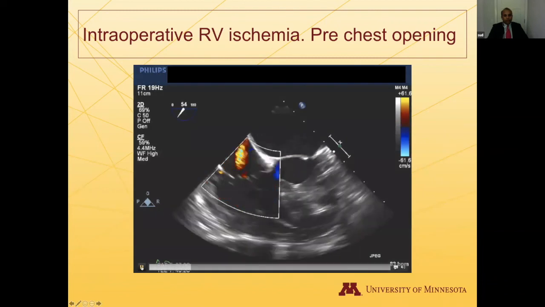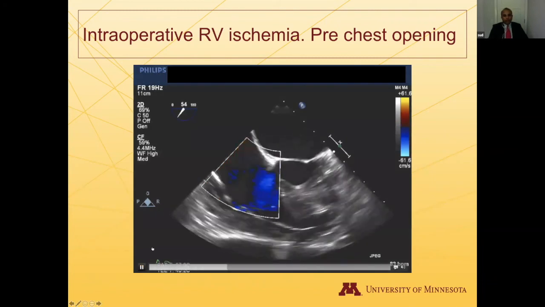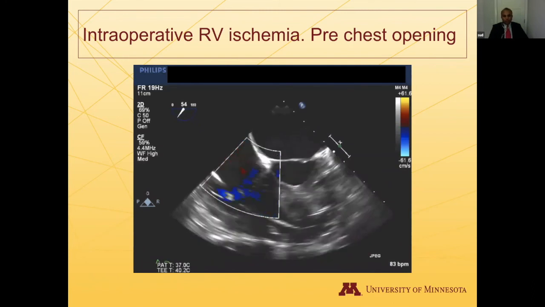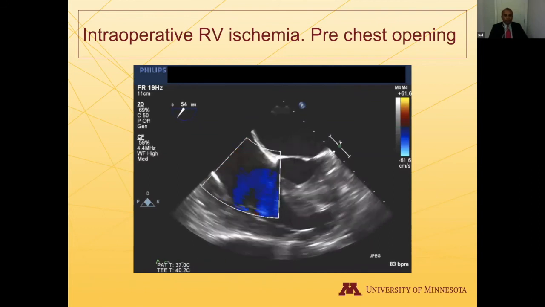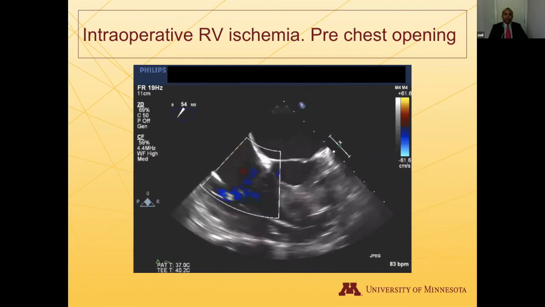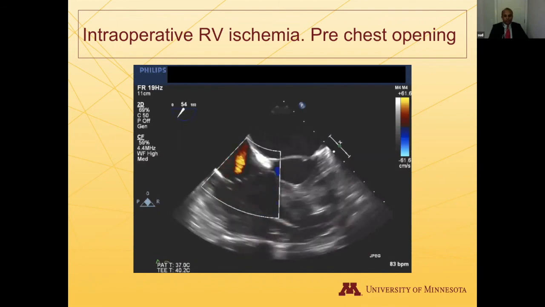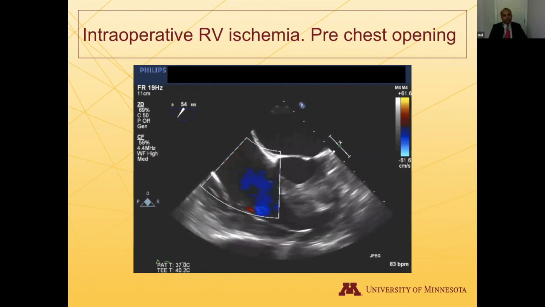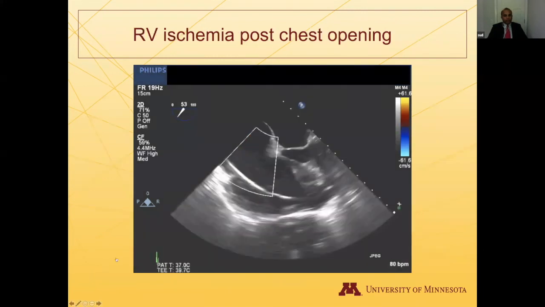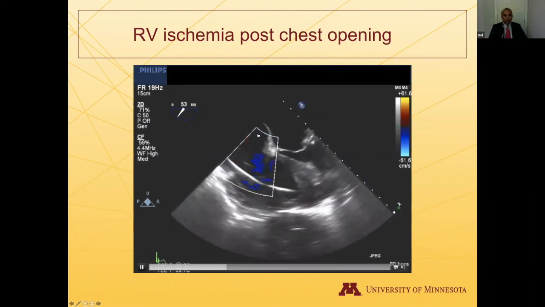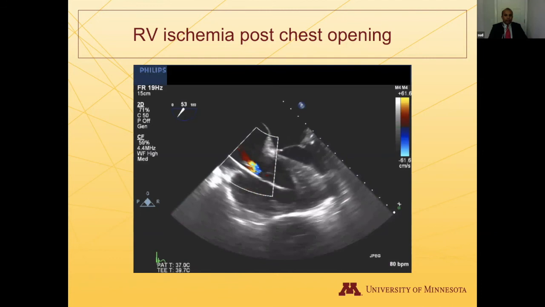This is a patient who came in for a left ventricular assist device, and the RV was not very snappy, but it was okay. It was probably moderately dysfunctional. There's a moderate amount of TR. The patient had a prior CABG, and when they opened the chest, they inadvertently damaged the coronary arteries that were supplying the right side. Post chest opening, this is the RV. It's more dilated now, and you can see the interatrial septum bowing to the left side, which tells you that the pressure in the right side is much higher. Even though you don't see the TR worsening, this is clearly a right ventricle that's struggling.